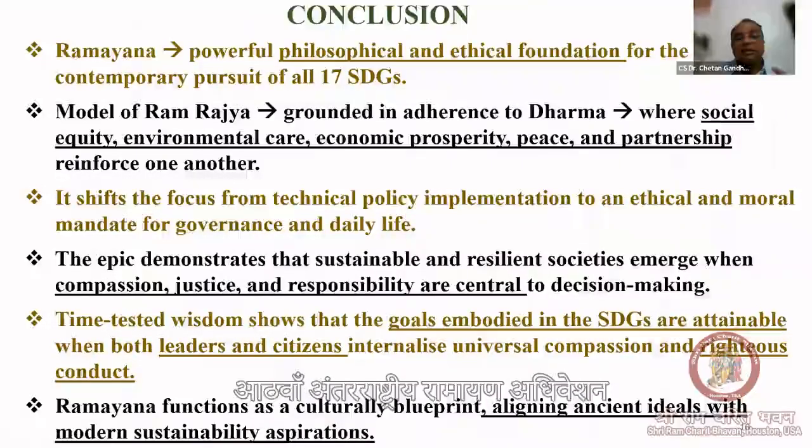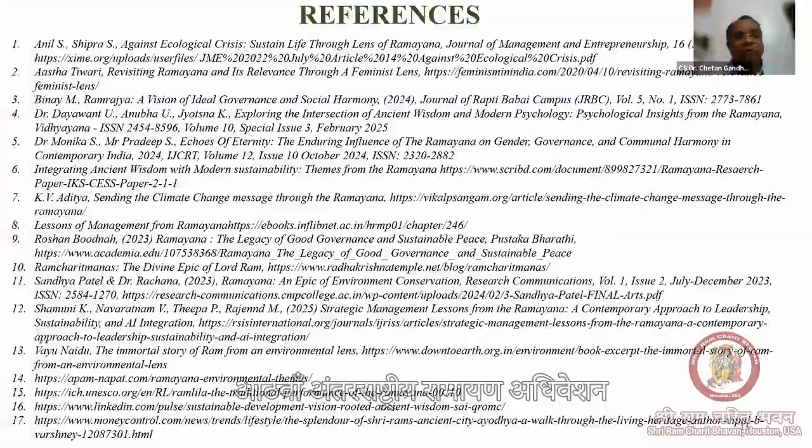The epic demonstrates that sustainability, compassion, justice, and responsibility are central aspects of the current SDGs and also of Ramayana. It is time-tested wisdom provided by Ramayana that shows that the goals provided in the SDGs are all attainable when both leaders and citizens follow righteous conduct, which we find in Ram Rajya also. And Ramayana functions as a cultural blueprint aligning ancient ideals with modern sustainability aspirations. That's all from my side.